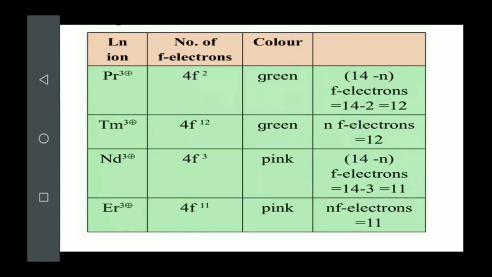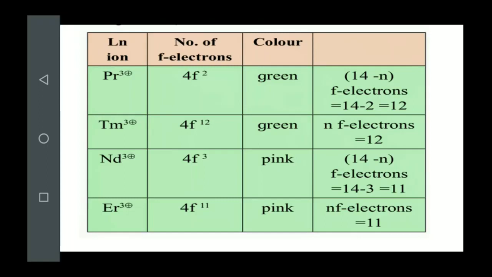Now here n is 12. Again the color is what? Green. You compare the example of promethium and thulium, where the values of n and 14 minus n are different, but the color of the compound is the same. In the same way, neodymium and erbium also will exhibit the same behavior. In case of neodymium plus 3, the value of n is 3, and the color of our neodymium plus 3 compound is pink. In case of erbium, we have value of n equal to 11 and the color of the compound is pink.